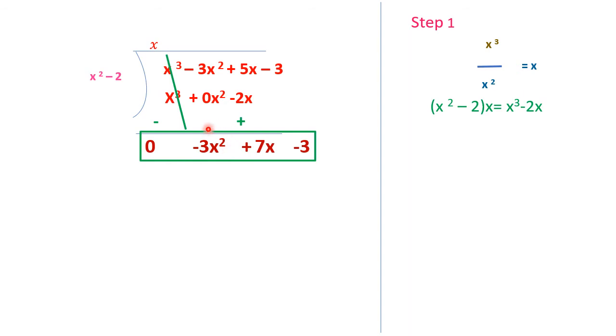Take the first term of the dividend and the first term of the divisor and start dividing. Step 2, minus 3x squared is the first term of the dividend and x squared is the first term of the divisor. Now notice that x squared will be in the denominator each and every time because it is in a fixed position. The dividends are changing every now and then because after subtraction we are getting a new part.